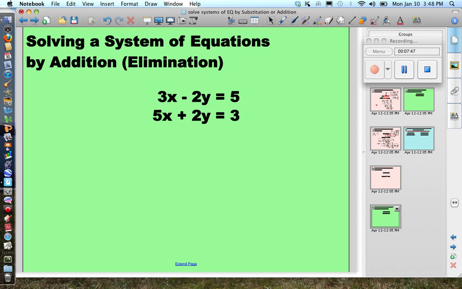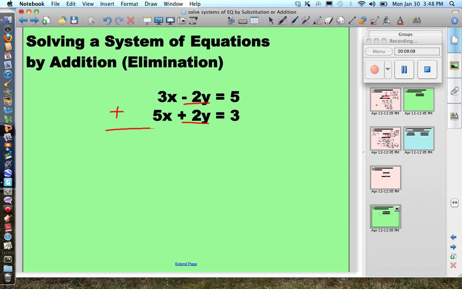The idea is I still have 2 equations. I still have 2 variables. Instead of solving by substitution, I'm going to add the equations together. And I am hoping when I add them that one of my variables cancel out. And it does here. If you notice, I have a negative 2y and a positive 2y.